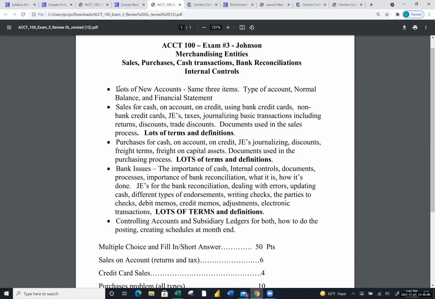So lots of new accounts. Okay, we have now been focused on merchandising transactions. So we learned, I didn't count them, probably 4 or 5 new accounts on the buying side, probably another 4 or 5 new accounts on the selling side. And then we had a whole lot of new terminology on the cash side. So for all those accounts, you should know the type, the normal balance, and which financial statement they show up on.